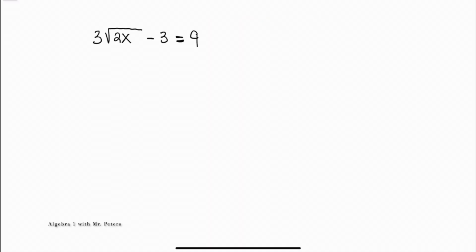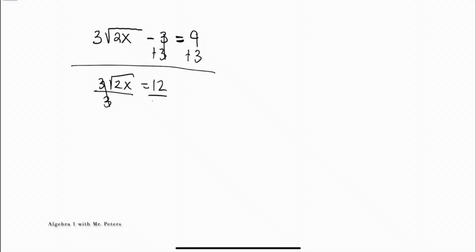In the next example, we notice that the radical 2x is not by itself. So we're going to want to add 3 on both sides as our first step. So we're left with 3 times radical 2x is equal to 12. Now we're going to divide both sides by 3 to get the radical by itself. So we're left with radical 2x is equal to 4.